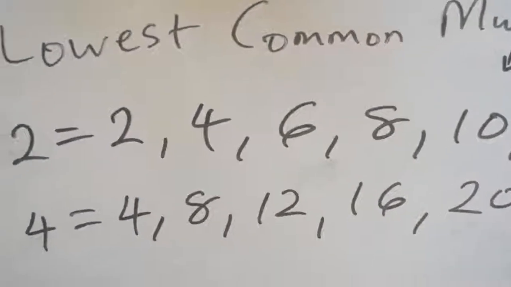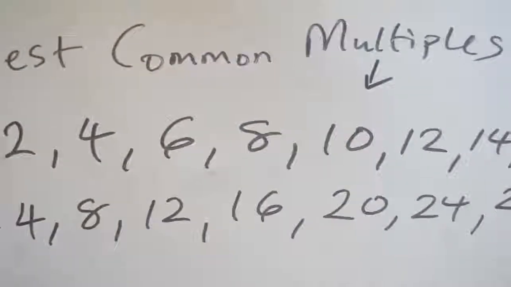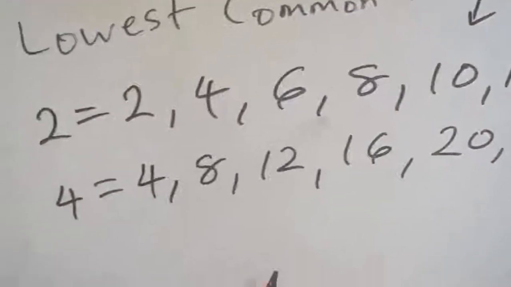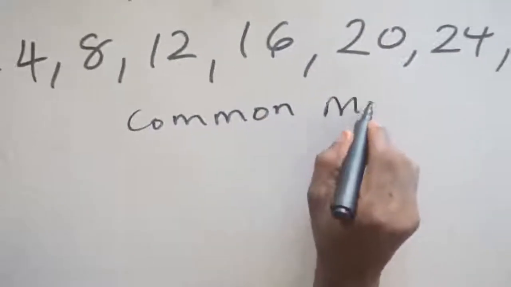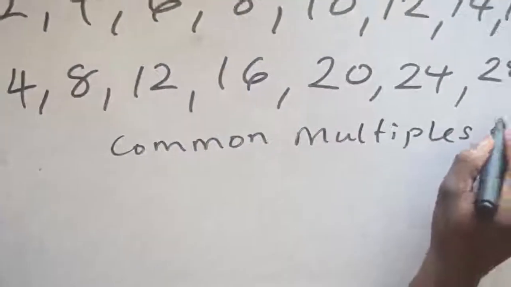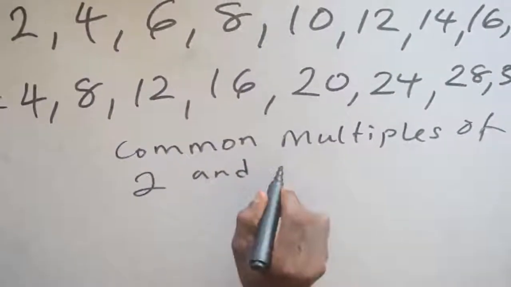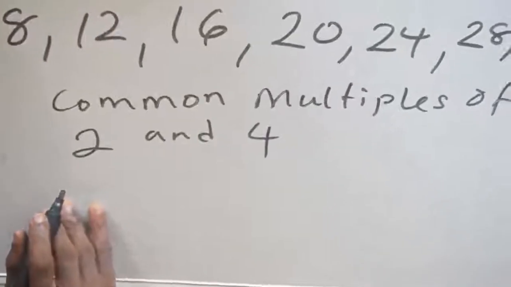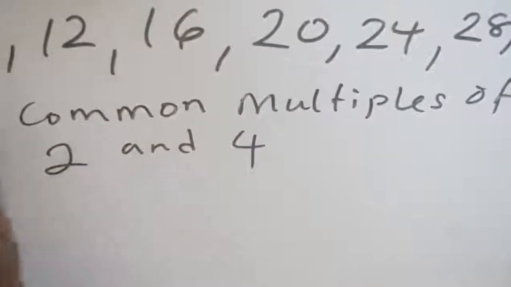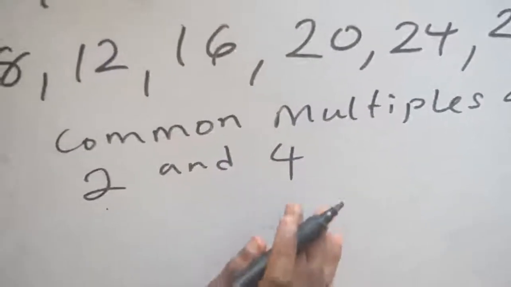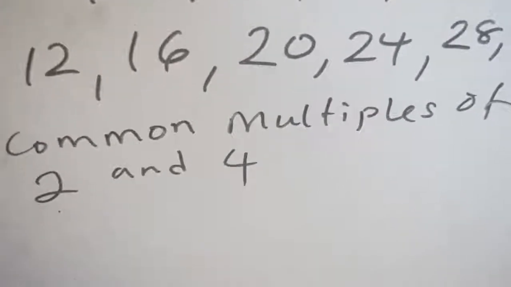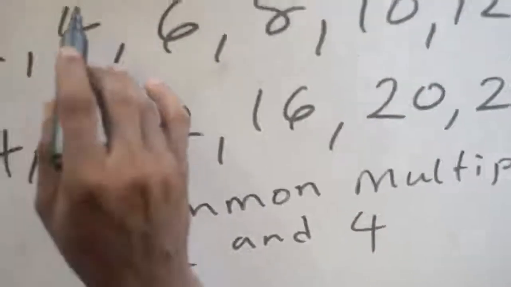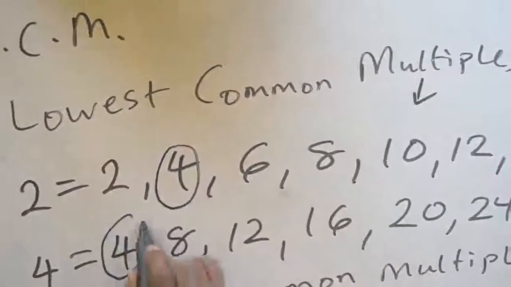Now, if I want you guys to find the common multiples of 2 and 4, the first thing you do is to get the multiples of 2 and the multiples of 4. In these examples, they have been gotten. Now the next is to check what 2 and 4 have in common. We have 2 here, but we don't have 2 there. We have 4 in both. You circle those they have in common.